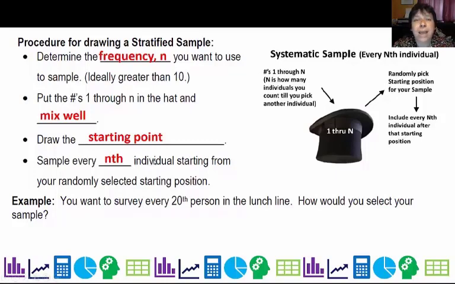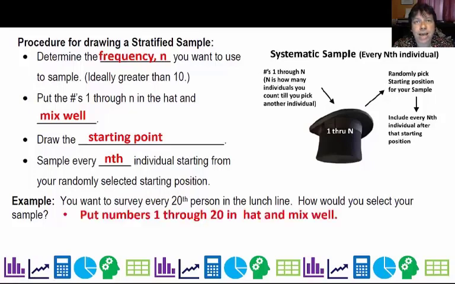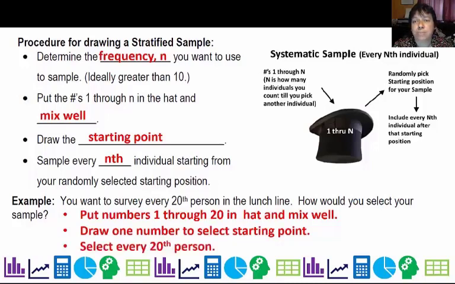So if you wanted to survey every 20th person in the lunch line, how would you select your sample? Well, you put the numbers 1 through 20 in a hat and mix well. Draw one number to select the starting point, and then select every 20th person. And that is a systematic sample. It has a little bit of randomization.